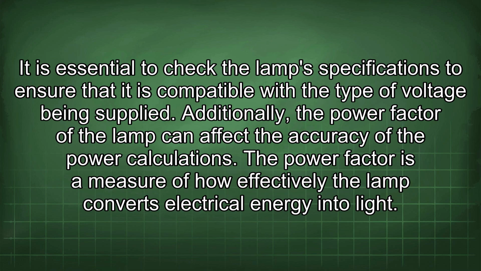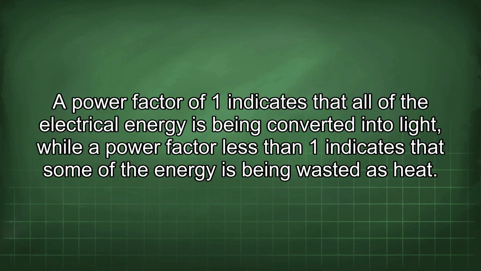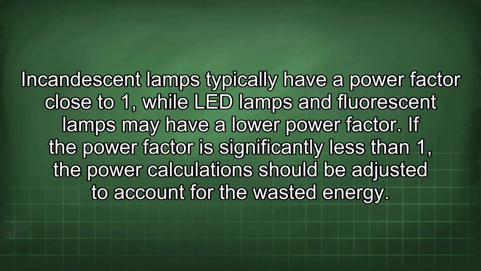Additionally, the power factor of the lamp can affect the accuracy of the power calculations. The power factor is a measure of how effectively the lamp converts electrical energy into light. A power factor of 1 indicates that all of the electrical energy is being converted into light, while a power factor less than 1 indicates that some of the energy is being wasted as heat. Incandescent lamps typically have a power factor close to 1, while LED lamps and fluorescent lamps may have a lower power factor.